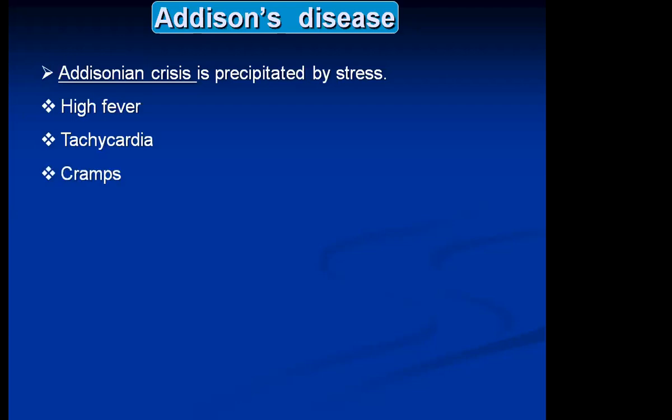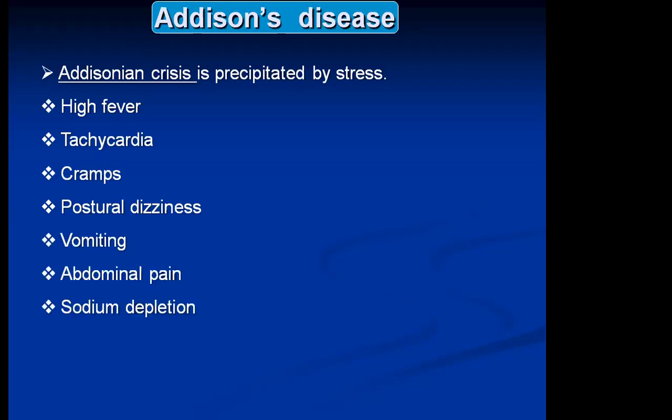There will be cramps. There will be postural dizziness as soon as the patient stands from a sitting position. There can be certain fainting attacks as well. The patient can suffer from vomiting, abdominal pain. There will be sodium depletion. There will be dehydration. There will be an increase in the blood urea. So all these are features of Addisonian crisis, which is seen in certain patients of Addison's disease. So all these features you must know.